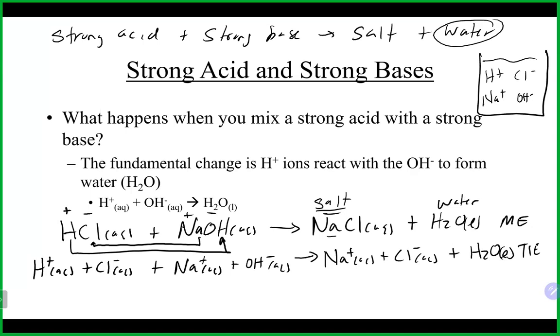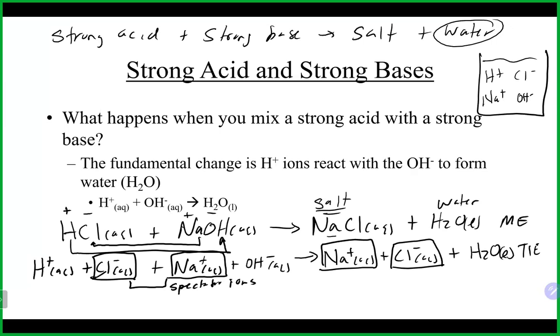Now, if we look at our total ionic equation, we could find our spectator ions here. And our spectator ions are our sodium and our chloride in this case. These are our spectator ions.